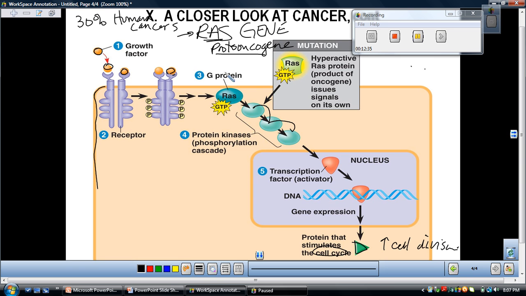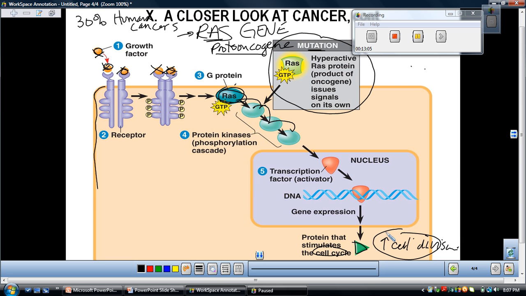How this changes from a proto-oncogene to an oncogene is right here in this box. Some sort of mutation occurs to RAS, which means it no longer needs the signal molecule. It doesn't have to have the growth factor. You can take this out. But it's now hyperactive, and it's going to continue to cascade down to these protein kinases. So we're going to have our product, increased cell division, occur without the need of this growth factor. That's not good.